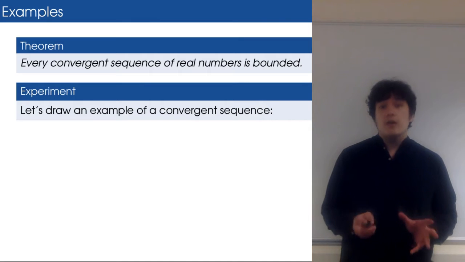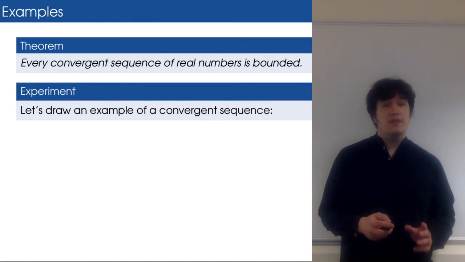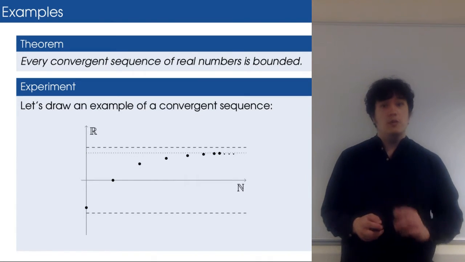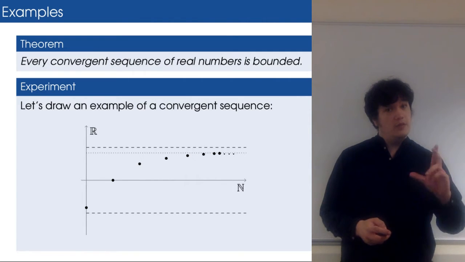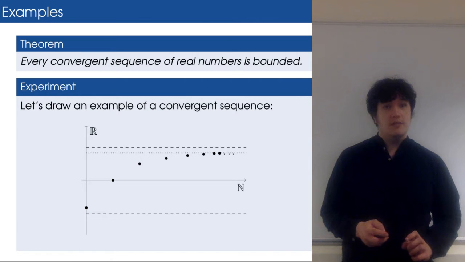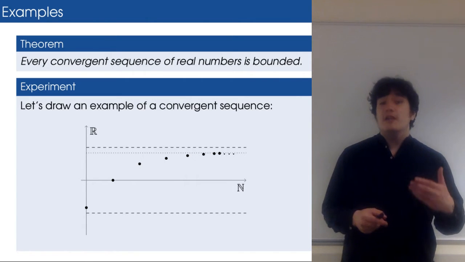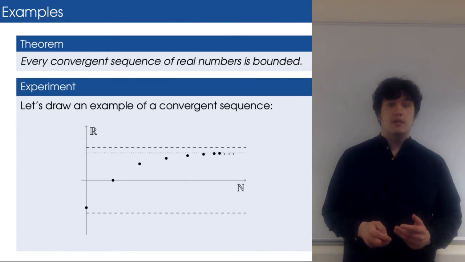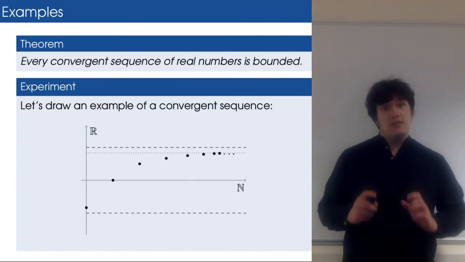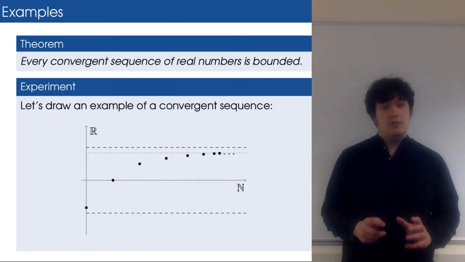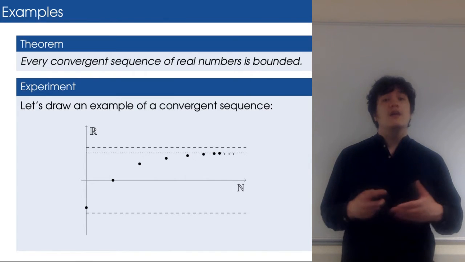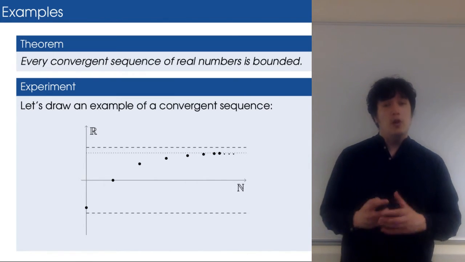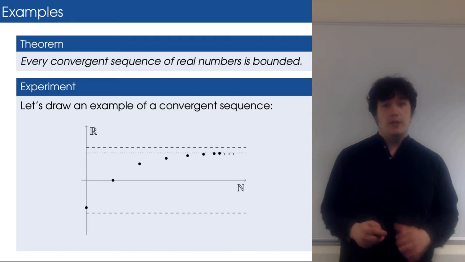So let's draw an example of a convergent sequence. Here we have a sequence moving up to a limit. This sequence is bounded, as you can see by the top and the bottom dotted lines. Every term in the sequence occurs between those two extreme lines. So this convergent sequence is bounded. Are they all? Well, let's try altering this example and seeing what we learn.